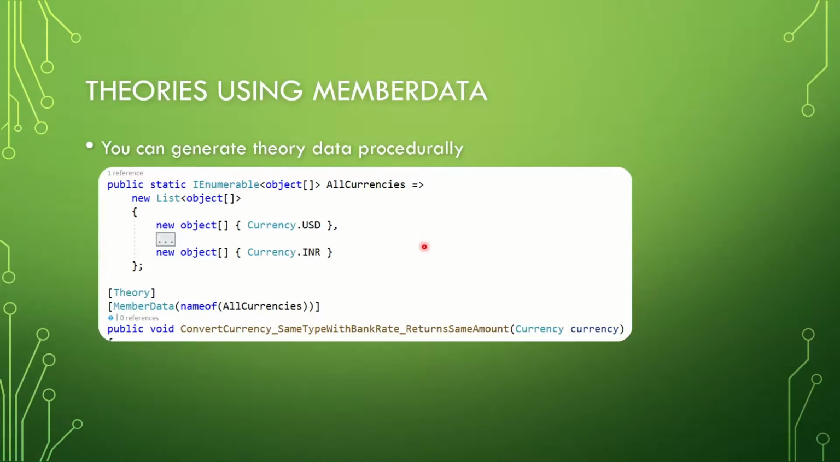So really, you can view this as the inline data, same as before. I've just put a bunch of boilerplate code around it. The benefit from having that boilerplate code is that now I get to use the single line MemberData name of AllCurrencies. I can put that in more than one test case.